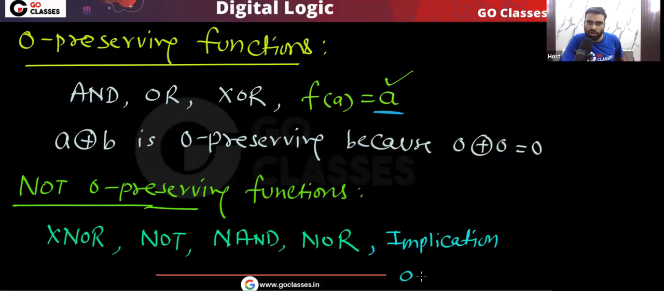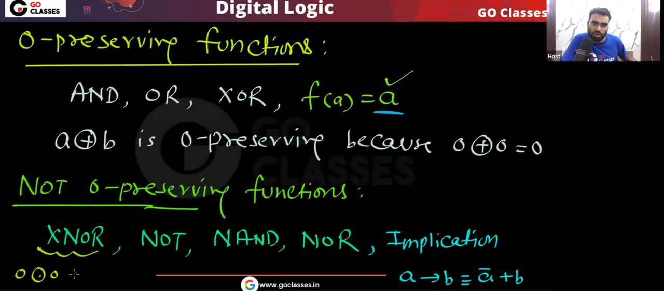Implication, you already know, A implies B simply means A bar or B. You can see if I replace every variable by zero, the result is not zero. Is this clear? For example, this XNOR is not zero preserving. Why? Because what is zero XNOR zero? That is actually one, that is not zero. Similarly, here also, zero bar is not zero. So these are not zero preserving functions.